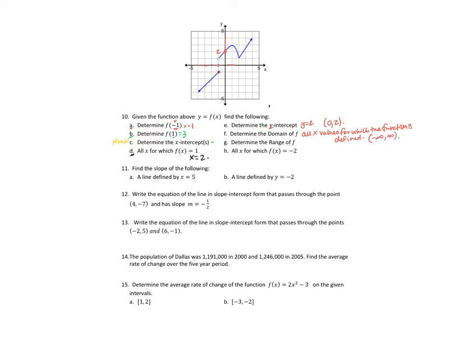So determine the range of f. So the range is going to be all of the y values that the graph attains. So if I look at y values, I can see that the graph hits all the y values that are less than negative 1, and it also hits negative 1. But anything between negative 1 and 1, there's no graph for any of those y values.